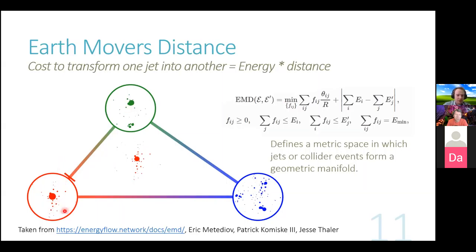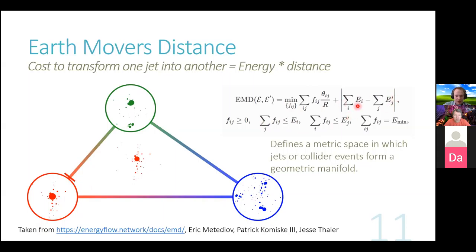In this image, there are three different jets, a one-prong jet, a two-prong jet, and a three-prong jet. Each circle in each of these images is a particle, and the size of the circle, I guess the area, is proportional to the pT of that particle. And so the question is, given, say, the red and the blue jet, or the red and the green jet, what is the distance between them, and how does it compare to the distance between the red jet and the blue jet? Are the red jet and the blue jet further apart or closer together compared to the red and the green jet? And the distance measure they propose is defined here.